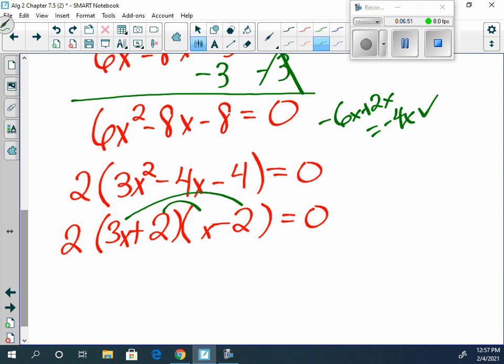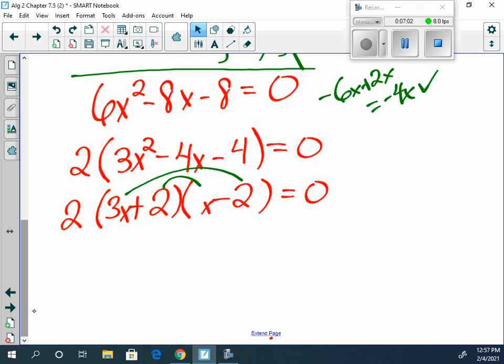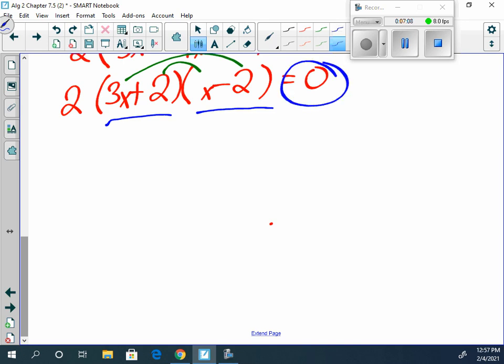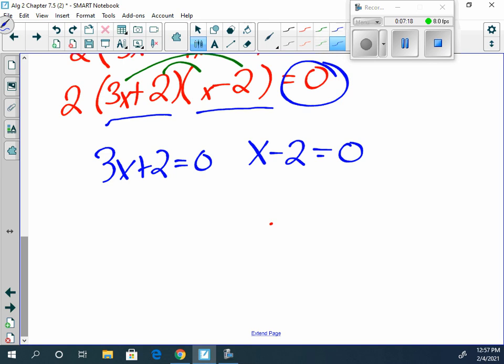So any questions on any of this here? Okay, well, down here at the bottom, a little further, there we go. We have these 2 sets of parentheses that are multiplied together to equal 0. So it means one of these must be 0. So either 3x plus 2 is equal to 0, or x minus 2 is equal to 0.